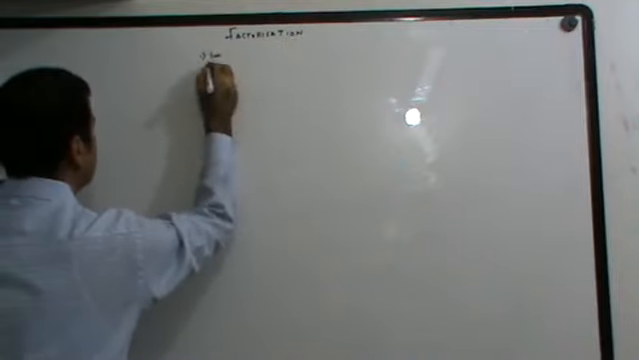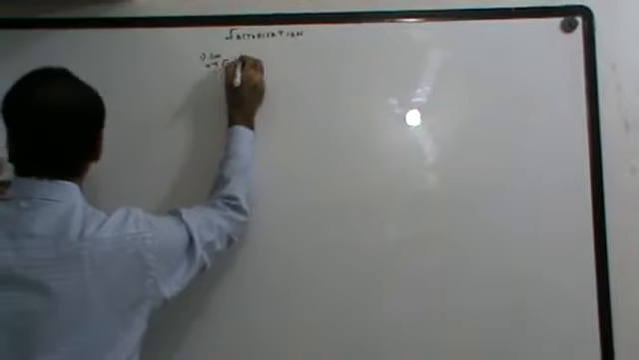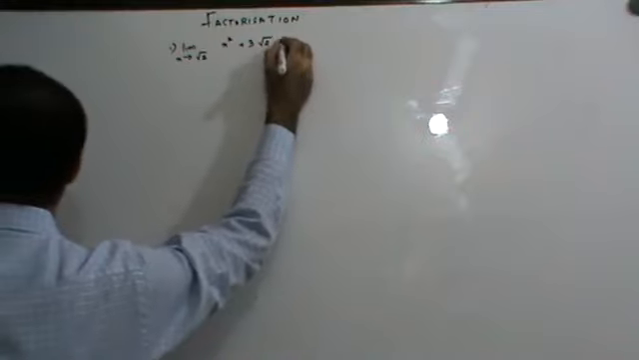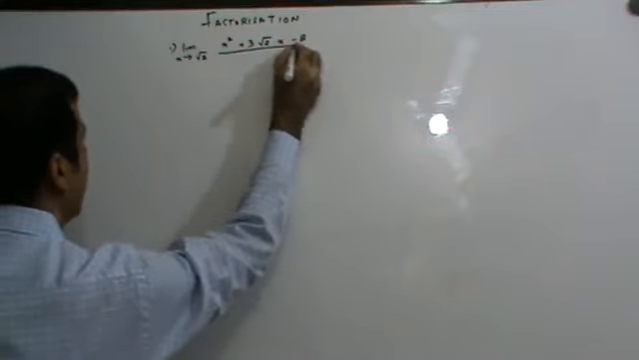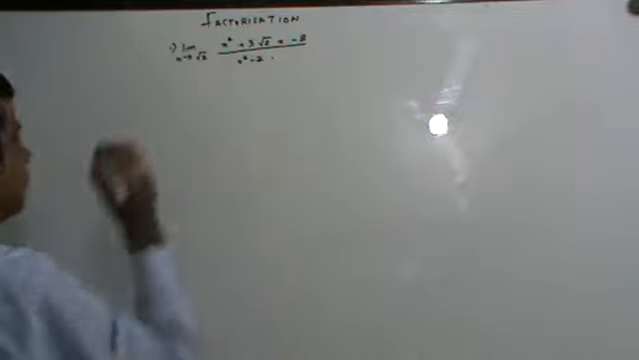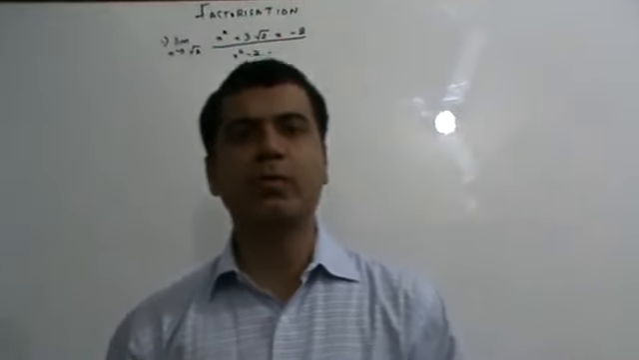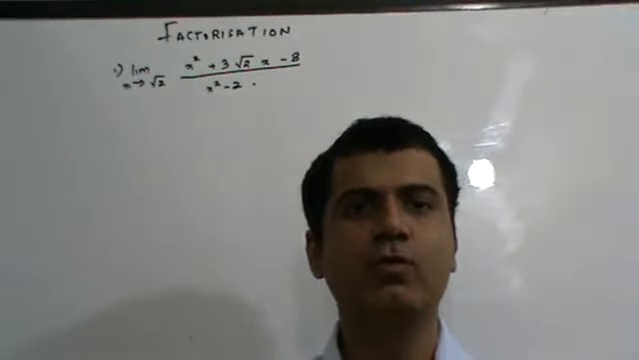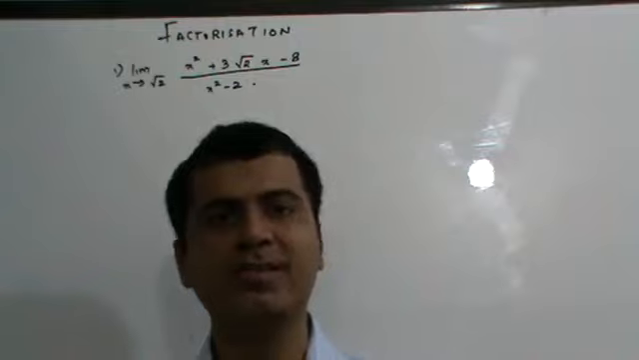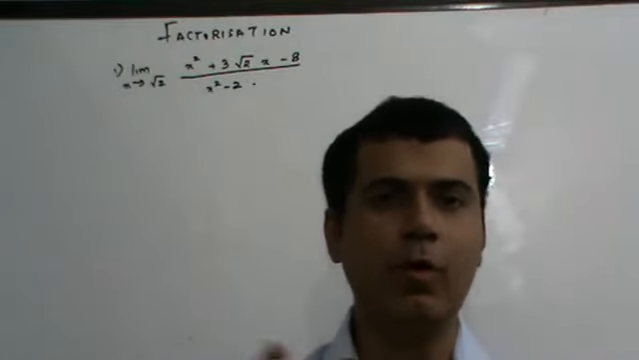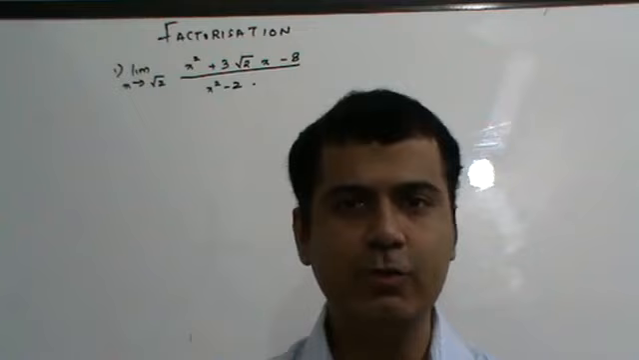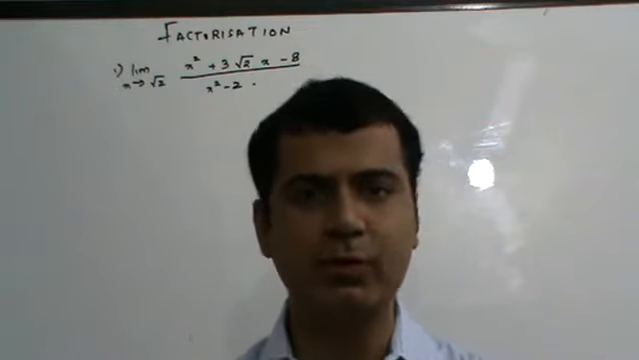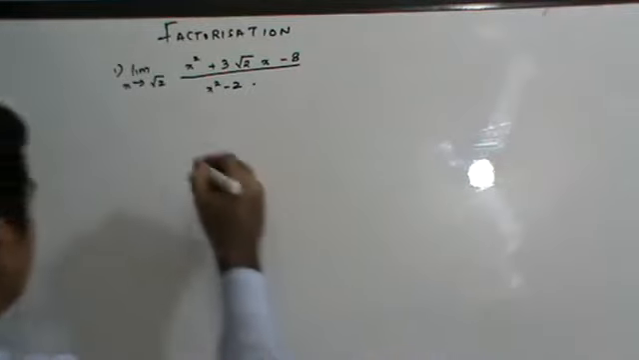Limit of x tends to root 2, (x square plus 3 root 2 x minus 8) upon (x square minus 2). Whenever you have a square root sign in your quadratic, or if the degree of the polynomial is greater than 2, that means you have 3 or more in your indices, then you generally solve this by using synthetic division. It's easier to solve this by using synthetic division. How do I do synthetic division?